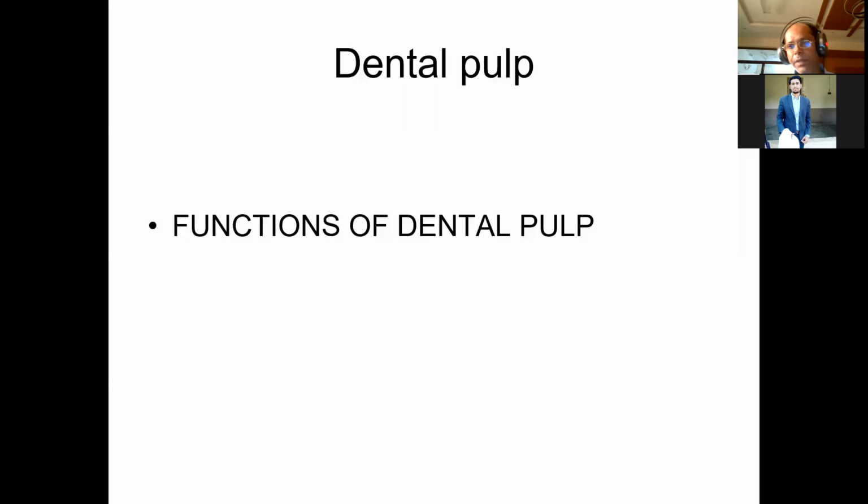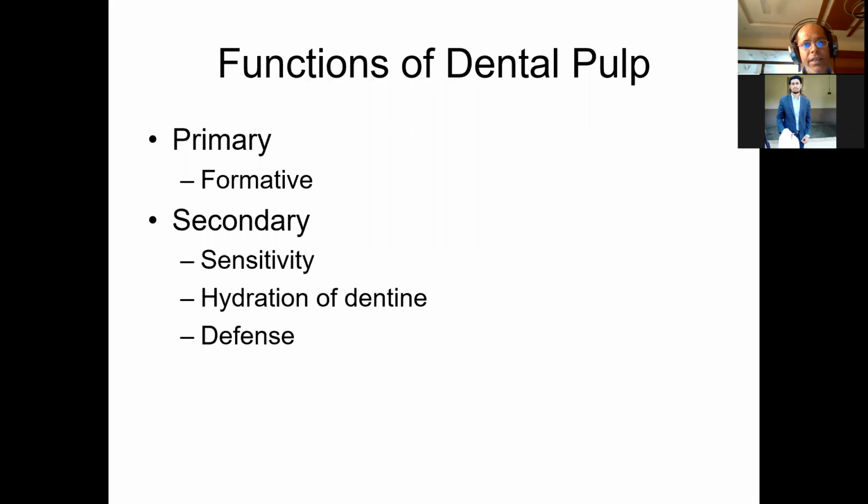Functions of the dental pulp, as you know, there are primary functions and secondary functions. Primary functions are formative during the tooth formation. There is a dental papilla. That papilla forms the pulp, and it is also the source of the dentine. The odontoblast cells and all those cells differentiate from this dental papilla and make the dentine. So it has a formative role at that stage.